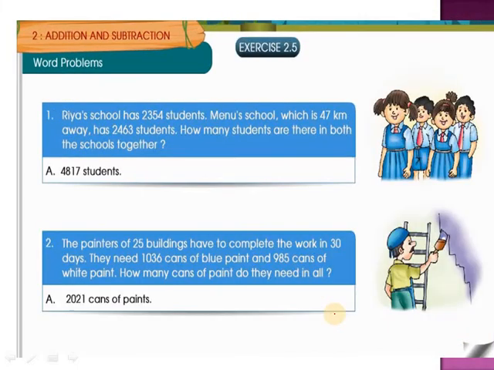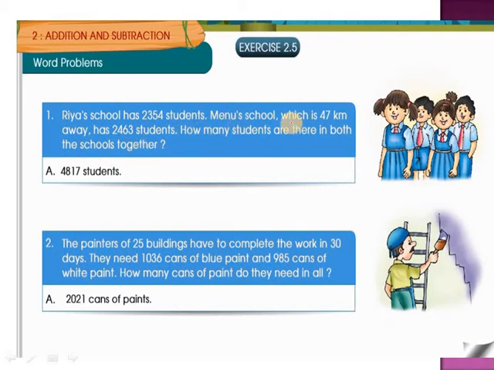So let us solve the word problem. Exercise 2.5. Children, all of you listen here. You have to write this one in your notes. Okay children, 2.5 you have to write in your notes. Word problem. Riya's school has 2,354 students. Meenu's school, which is 47 kilometers away, has 2,463 students. How many students are there in both the schools together?